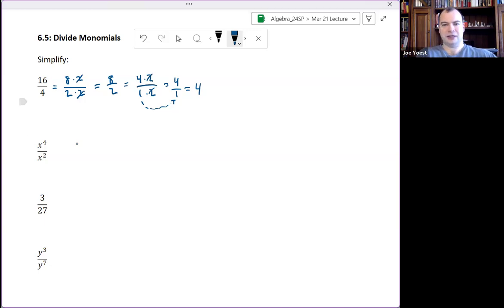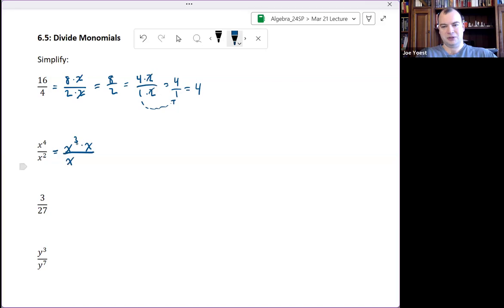Okay, so what if, instead of having 16 over 4, which would be 2 to the 4th over 2 squared, I had x to the 4th over x squared? Could I simplify that in a similar manner? I suppose I could. I could say x to the 4th is x cubed times x. This is just using our product rule in reverse. I know this is true because x to the third times x, that's x to the third times x to the first, same base, I add the powers, 3 plus 1 is 4. So I could split x to the 4th up this way if I chose to.